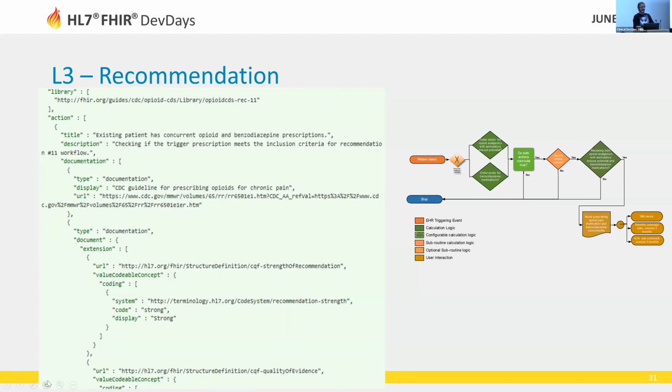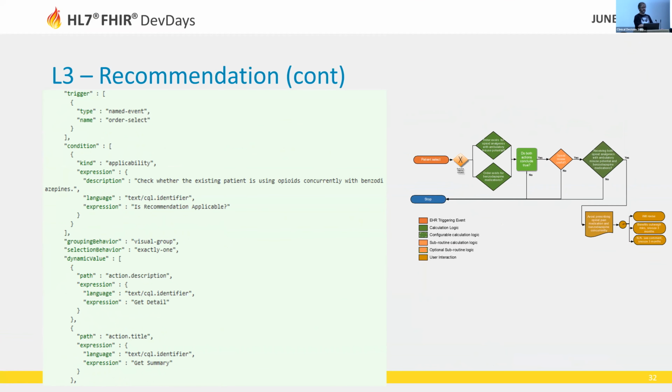This is where you link it back to the guideline to provide the source for that action and the documentation of whether this is a strong recommendation and what the quality of evidence is. If you remember back to the description of the recommendation, they had categorizations of the evidence and strength of the recommendation. So this is where you actually represent that.